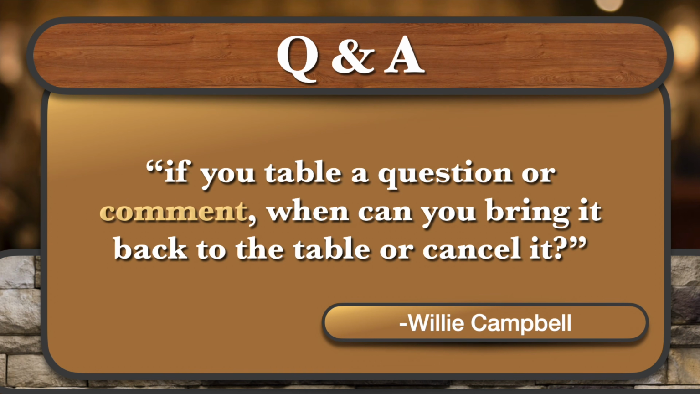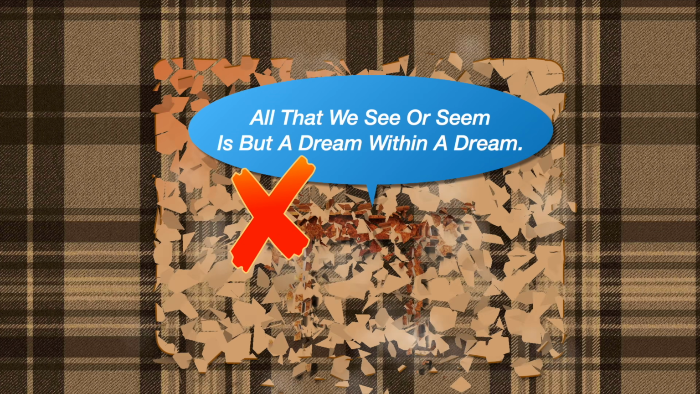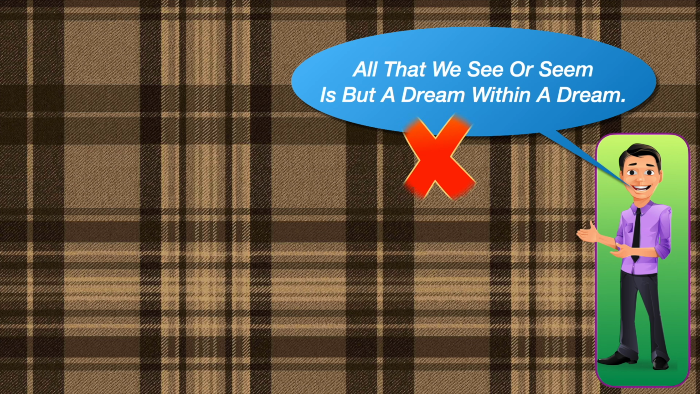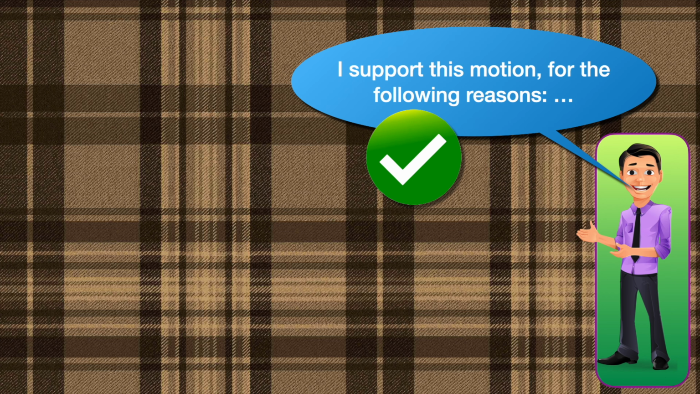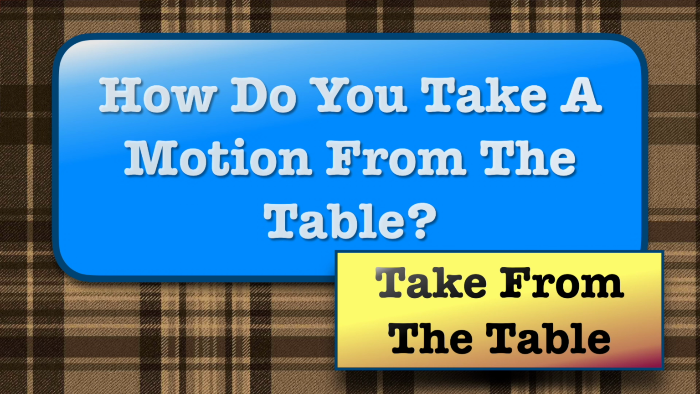Now, Mr. Campbell's original question also contained the word comment, and this is a little confusing. A comment certainly can't be laid on the table, and a member does not have a right to make a comment in a meeting, except that any member may speak in debate on a debatable motion while it is being considered, whether the member is speaking in favor or opposed to the motion. That covers how do you take a motion from the table. You simply make the motion to do just that.